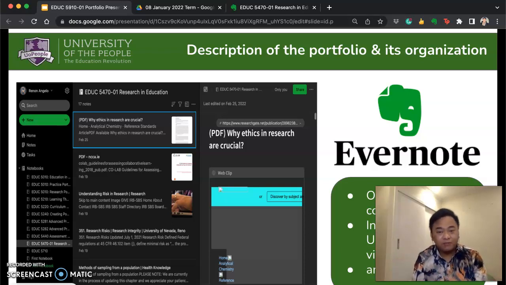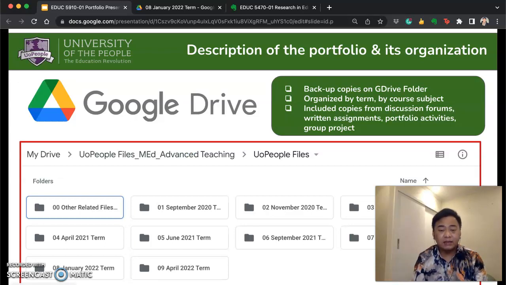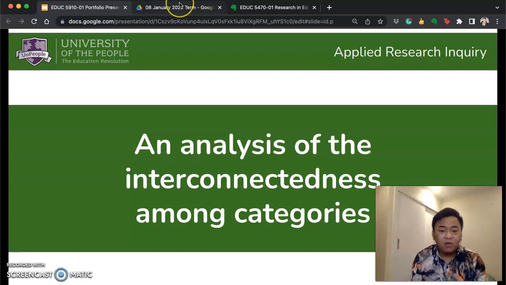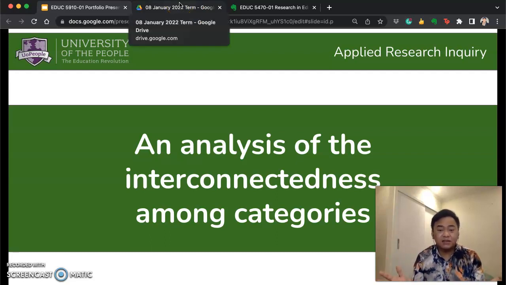And unfortunately, I was not able to avail of the premium account of Evernote, so I created a folder on my Google Drive for the backup copies. I organized them by term and by course subject. I included as well copies from my discussion forums, written assignments, portfolio activities, and my group project. So how I organized this is an analysis of the interconnectedness among categories.